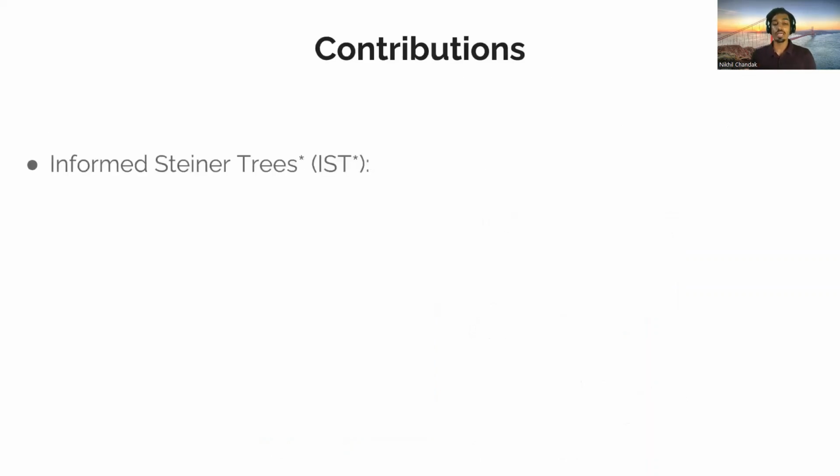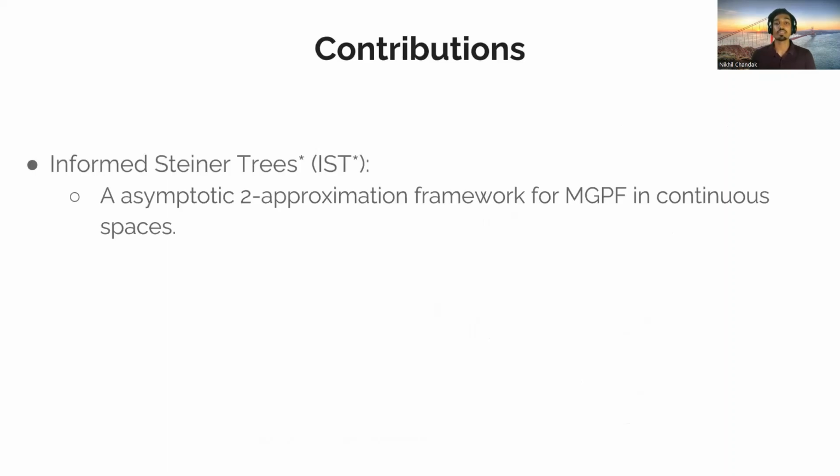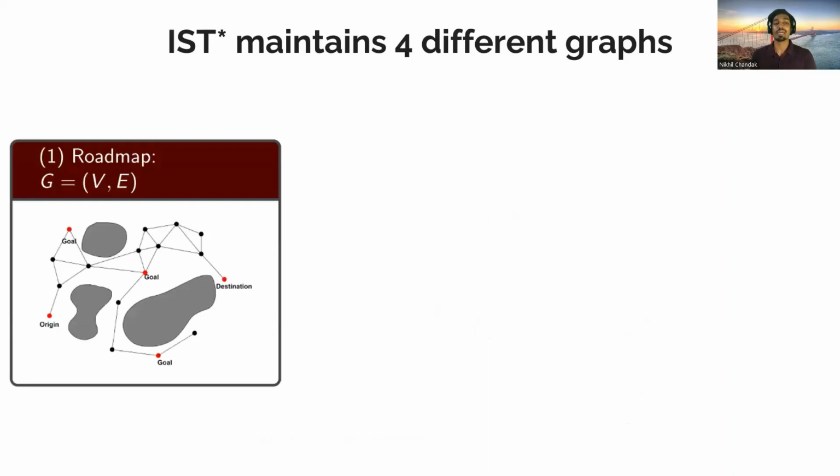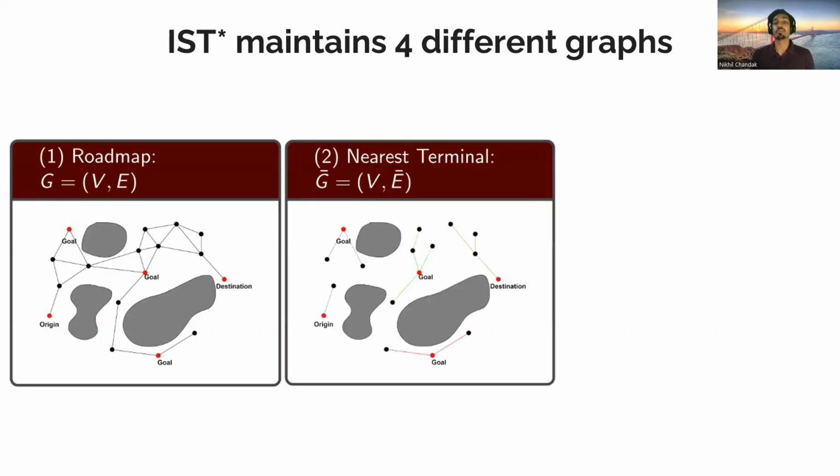Our framework provides a two approximation to the multi-goal pathfinding problem in continuous spaces and uses informed sampling in synergy with a pruning heuristic to significantly accelerate the convergence rate of our solution. IST star essentially maintains 4 different graphs. First is the roadmap graph, as we saw, which contains the goal nodes, the sample points, and the edges between them. Second is a subgraph of the roadmap, which is the nearest terminal graph.